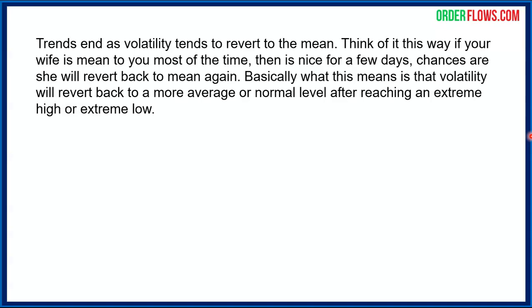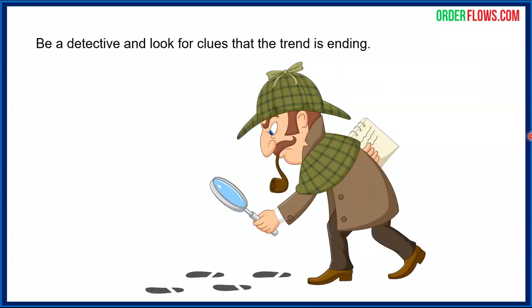Okay, so think about that, right? We always talk about price reverting to the mean, but that's just price. Right? Volatility also returns to the mean. What is volatility? Volatility is the market looking for liquidity. Once it finds that liquidity, it's sort of returned back to the mean. So with trading, right, you really got to be a detective and look for clues that the trend is ending.